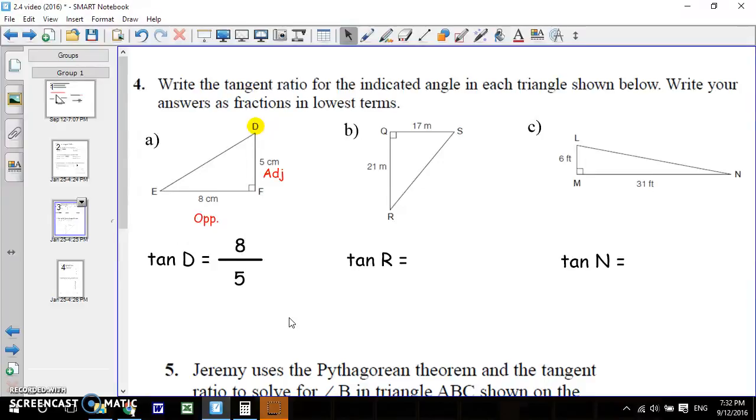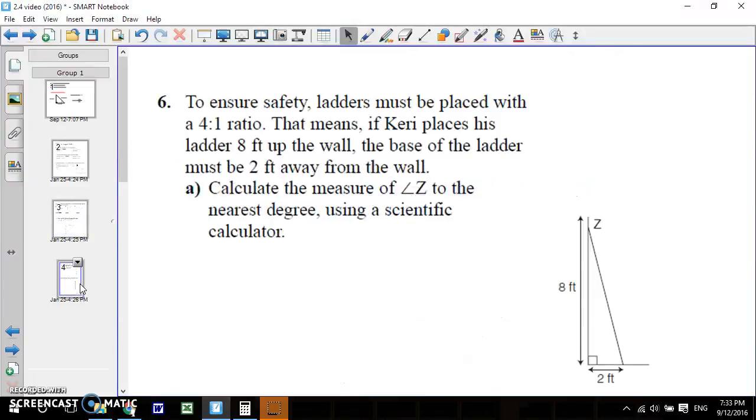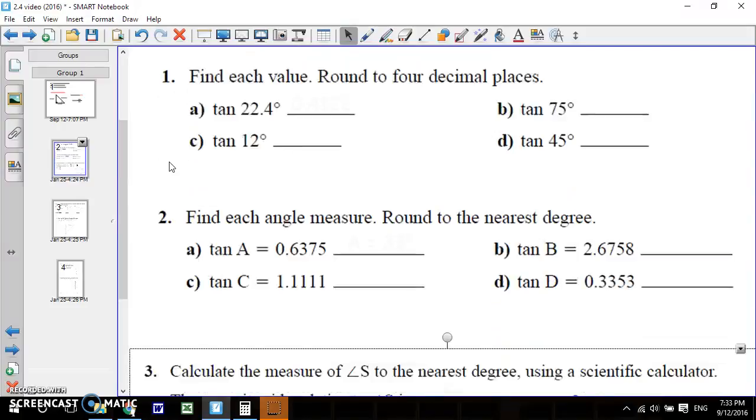So these are the examples that I want to present to you in this video lecture. It's your turn now to practice what you have learned about the tangent ratio by completing the rest of these two pages. So questions 4B, C, question 5, question 6, and don't forget to go back to questions 1 and 2 to practice using your calculator to find tangent of an angle or angle from a tangent ratio.